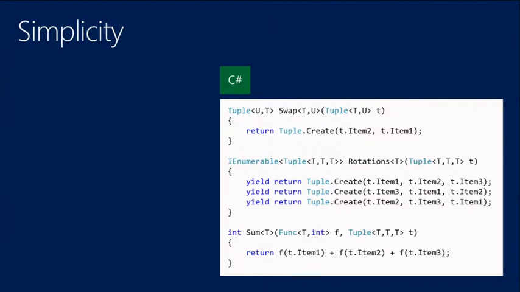The second one performs rotations on a tuple of 3 elements and returns a sequence of all the rotations. And the last one takes a function and a 3-element tuple and returns the result of summing the applications of that function to every element of the tuple, right? But the generics look kind of crazy to me. Especially when you get to the return type of rotations, where it's IEnumerable of tuple of T, T, T, and then 2 right angle brackets.